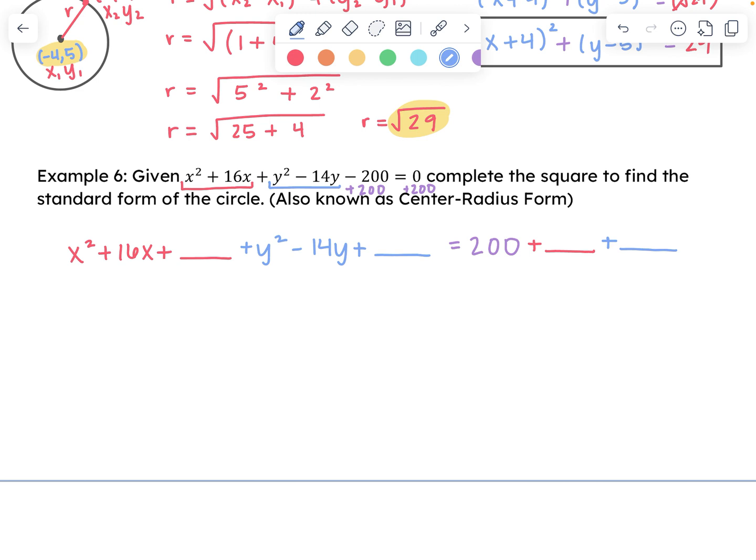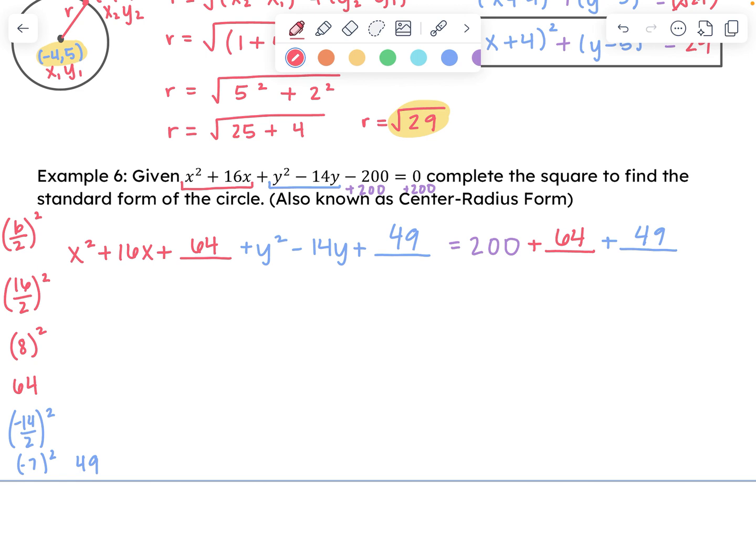So what goes in that blank is my b over 2 squared. So for my x's, b is 16. So 16 over 2 would be 8. And if I square that, I get 64. So I'm going to put a 64 in both of those blanks for completing the square with the x's. For my y's, if I have negative 14 over 2 squared, that would be negative 7 squared, which is 49.